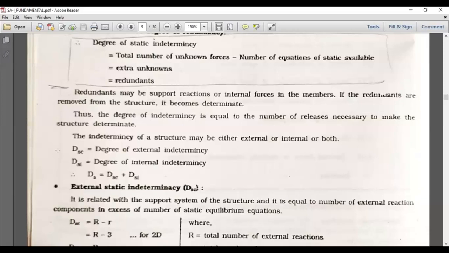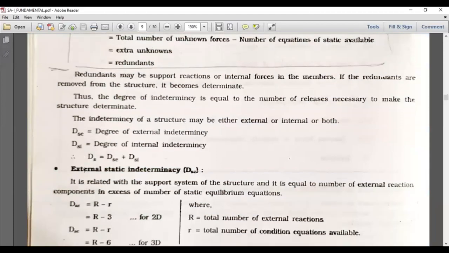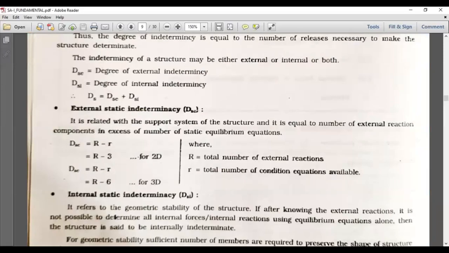Let us say DSE is equal to degree of external indeterminacy. We know degree of static indeterminacy means DS, but E stands for external and I stands for internal. That's why we put DSE and DSI. That's why the equation is DS equals DSE plus DSI.